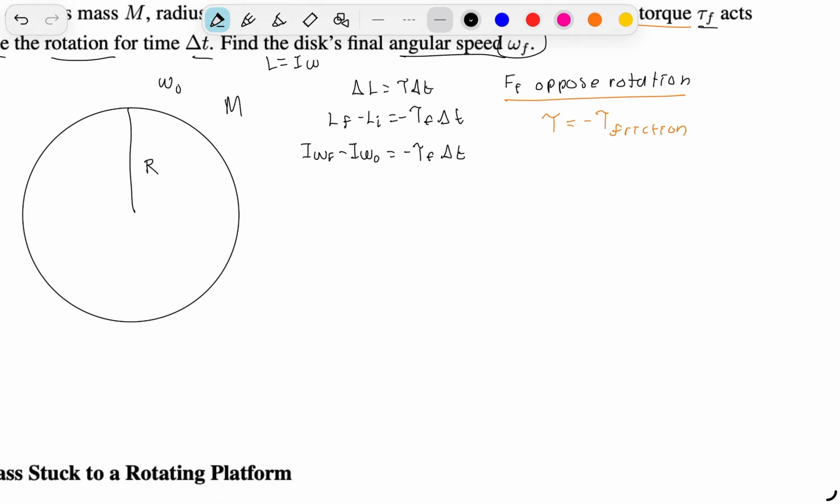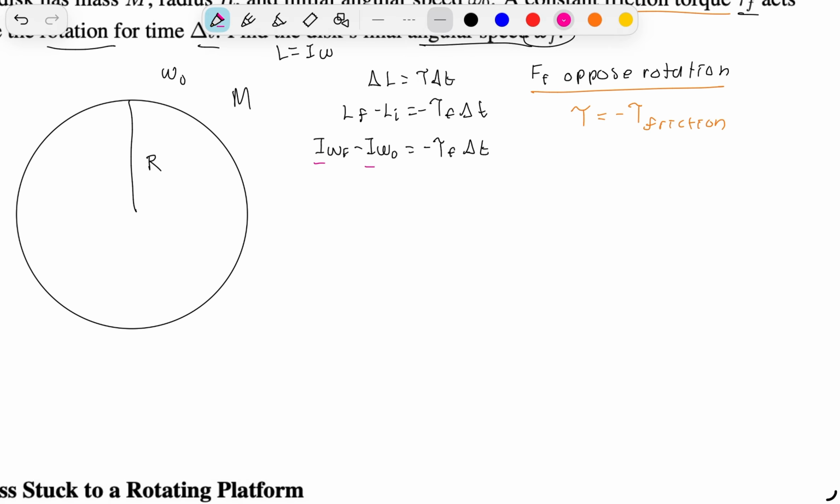So we can just factor out now. We have an I in both terms, and the I is going to stay the same because we still have the same solid disk. Omega final minus omega initial is equal to negative torque final delta t. So you can divide both sides by your moment of inertia I.